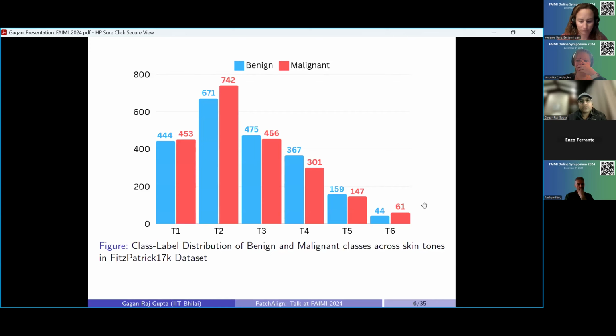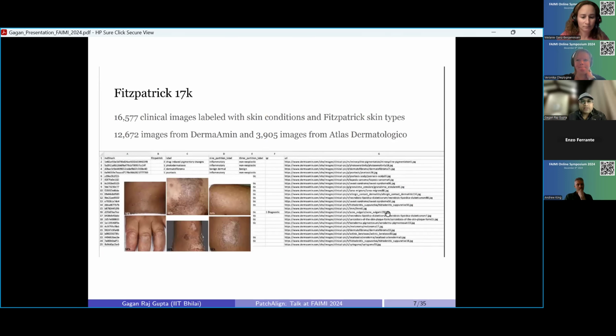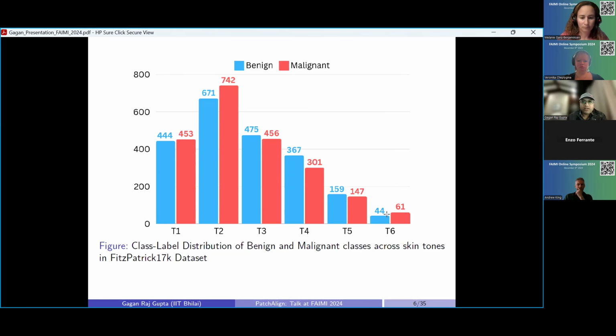Just a pictorial data distribution. There are some tones for which I have more images. For the darker tones, T5 and T6, I have fewer images. And this is just some visuals of how the images look. The question here is, given the skin image, the AI/ML model has to predict which type of skin condition broadly they have, whether it's benign, malignant, or non-neoplastic.